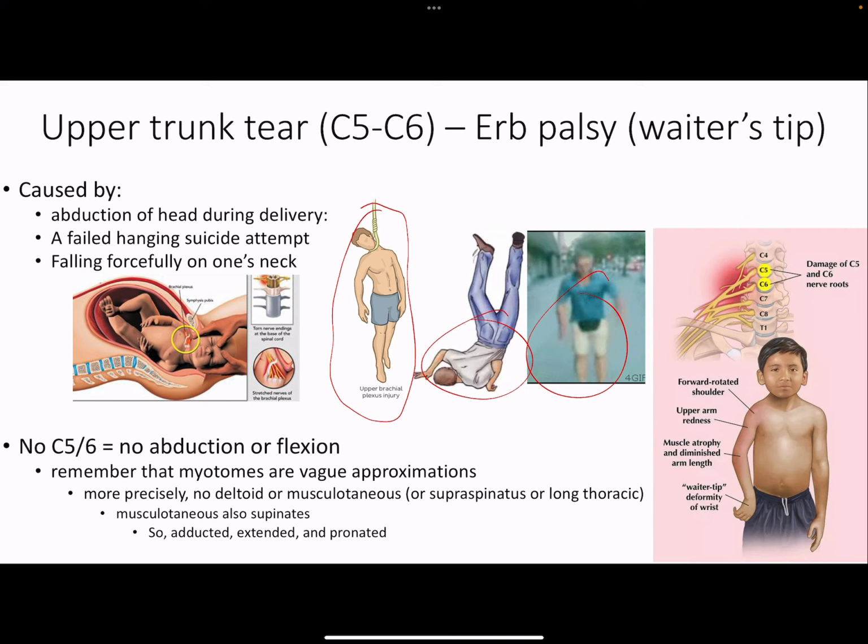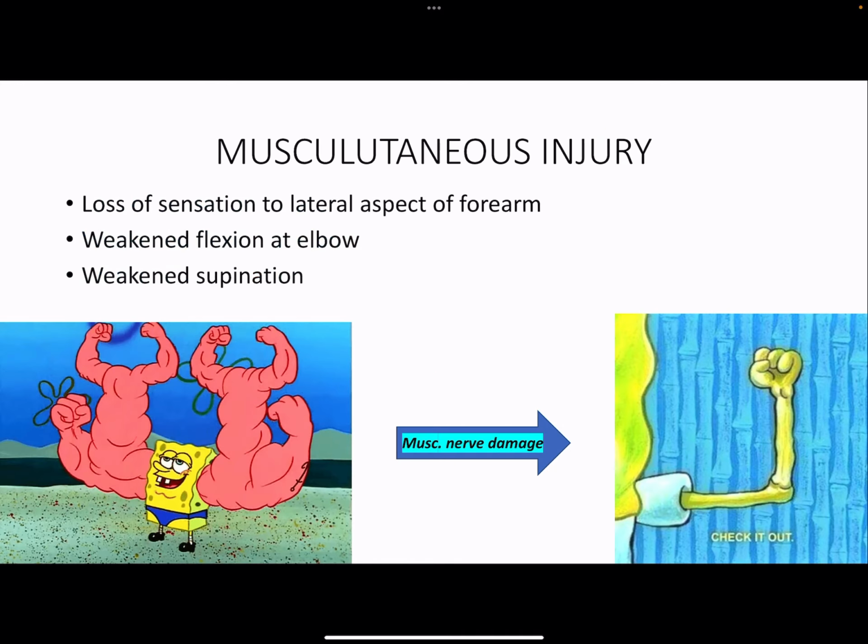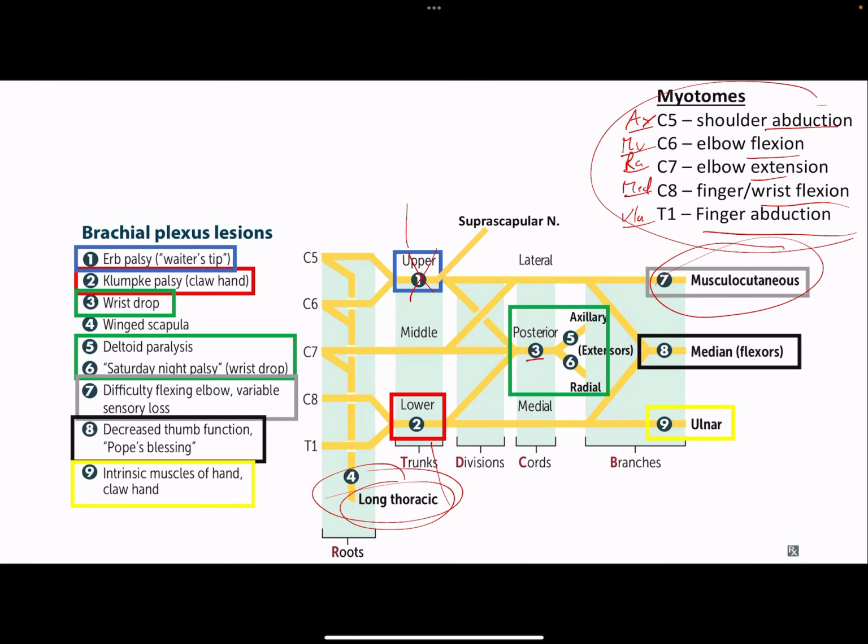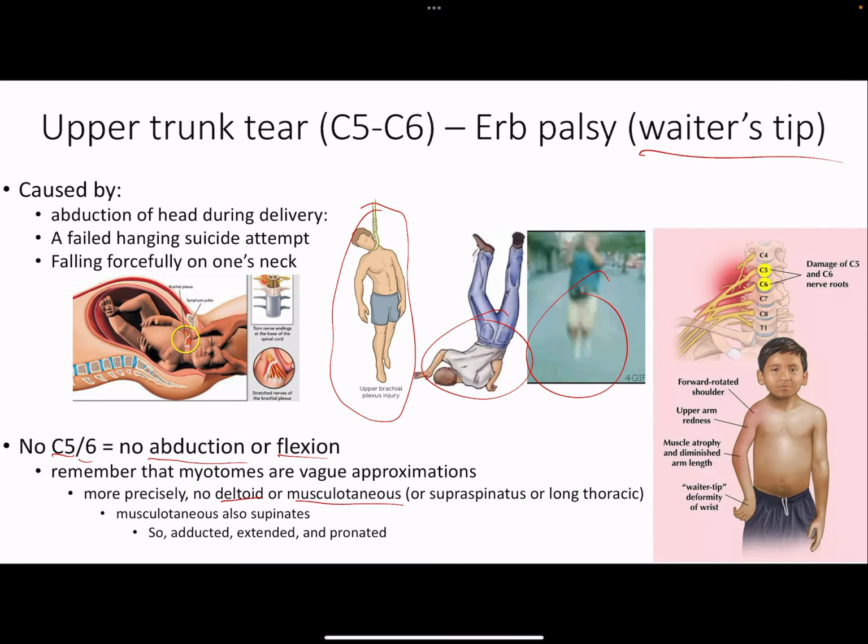So let's think about why we would get what's called the waiter's tip. So we just saw the myotomes, mostly no abduction or flexion, but remember it's a little bit more complex than that. We can really just think of no deltoid or no musculocutaneous, but also keep in mind that these feed things like the long thoracic and the suprascapular nerve there. So we're going to have more things that are going to happen. But no deltoid means no abduction. No musculocutaneous means you cannot flex at the elbow, so you have to extend at the elbow. So I have an adducted arm that is extended.